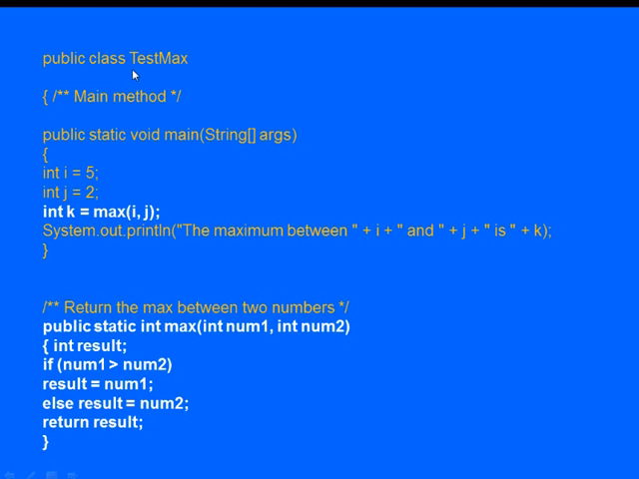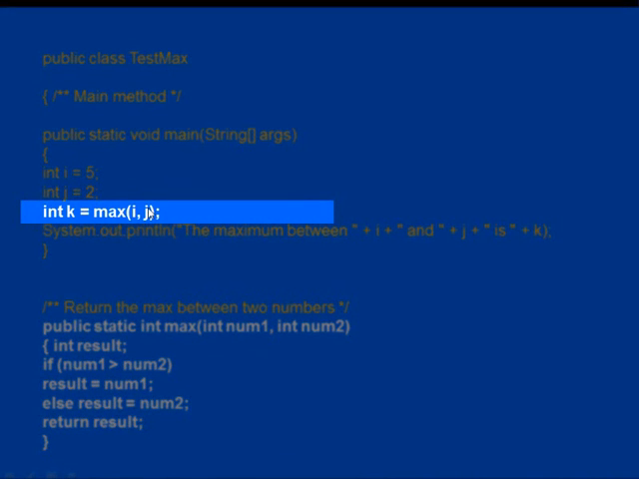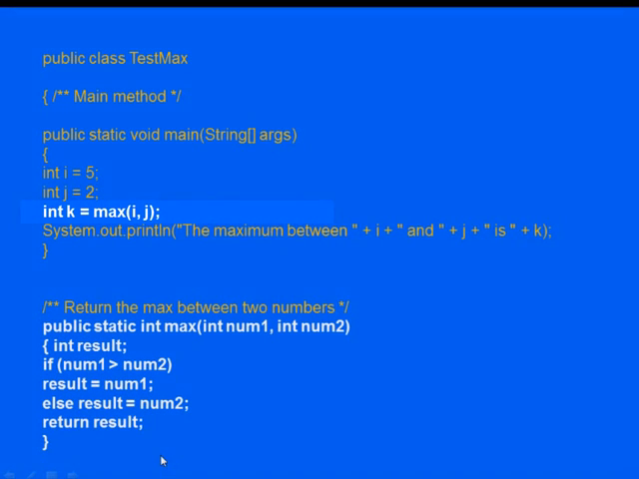We have a class, the name of the class is TestMax, and under this class we have the main method. Here this is the calling of the method, and this part is the definition of the method. Within this main method, we are calling the max method and passing two arguments, i and j, meaning i equals 5 and j equals 2. So we are calling the max method with two parameters, 5 and 2.